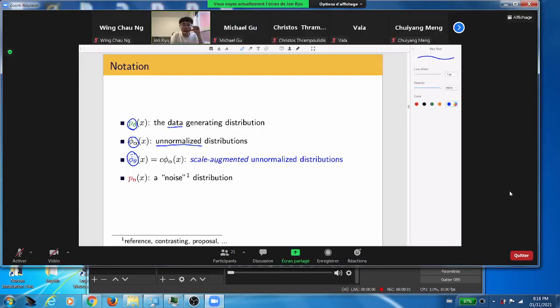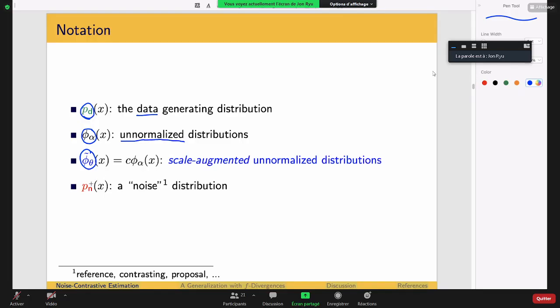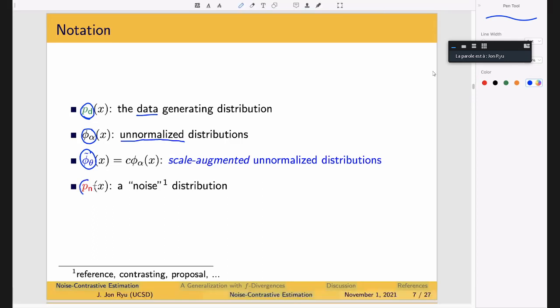Data for the scale augmented distribution. I mean, it's a model, so not a distribution technically. And I'm gonna use one more notation, Pn, which I'm gonna call the noise distribution. And this plays a key role in noise contrastive estimation. It has many aliases like reference distribution, contrasting distribution, proposal distribution, depending on the paper you read in the literature. But yeah, these are all the same thing.